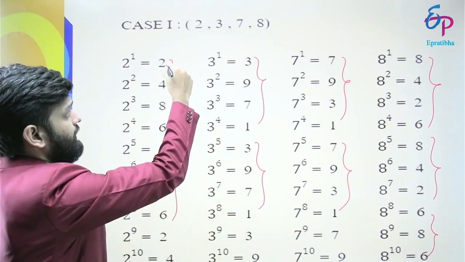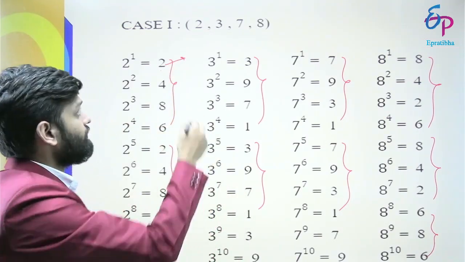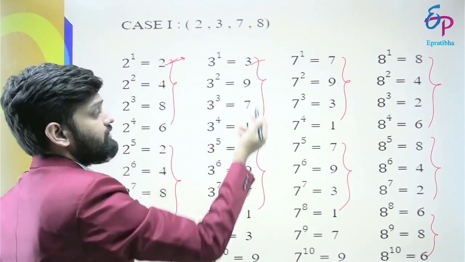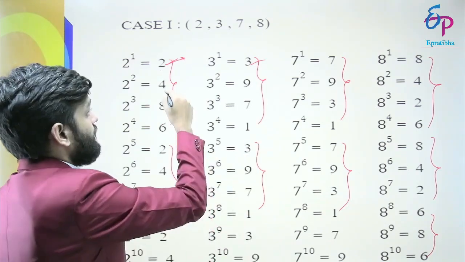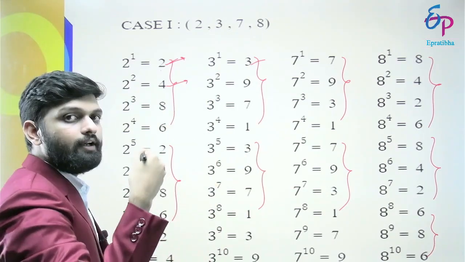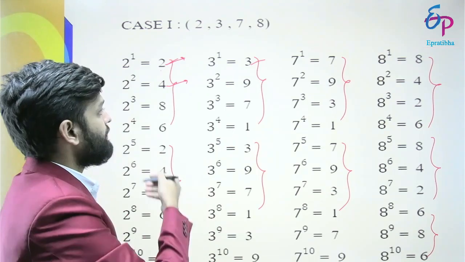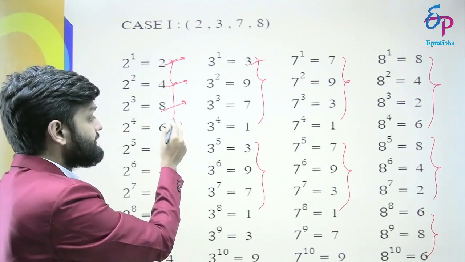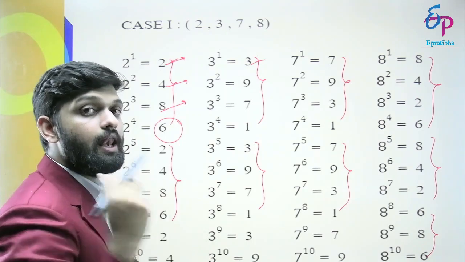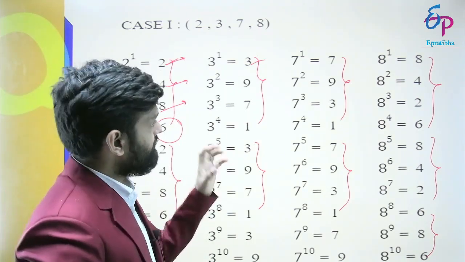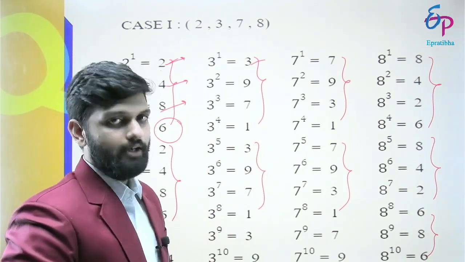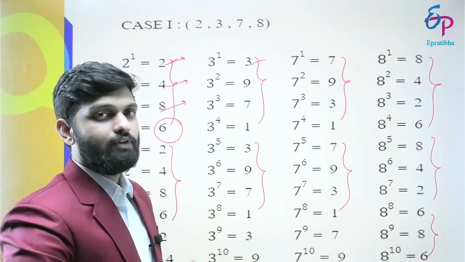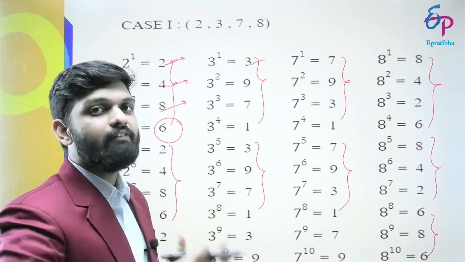What is that? If the remainder is 1, then you have to take the first digit of the cycle. If the remainder is 2, you take the second digit of the cycle. If the remainder is 3, it is the third digit of the cycle. If the remainder is 0, then you have to take the last digit of the cycle. It will be the same for 3, 7 and 8 as well. So that is case 1. It follows the numbers 2, 3, 7, 8.